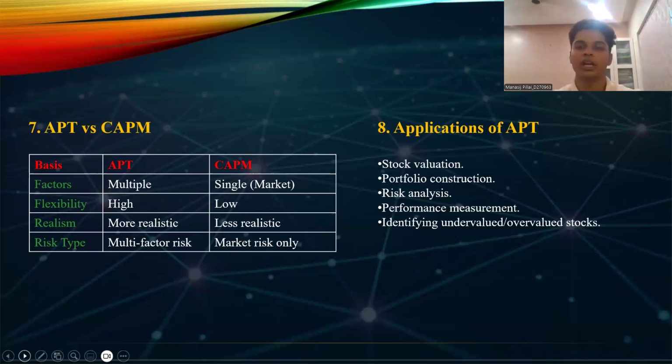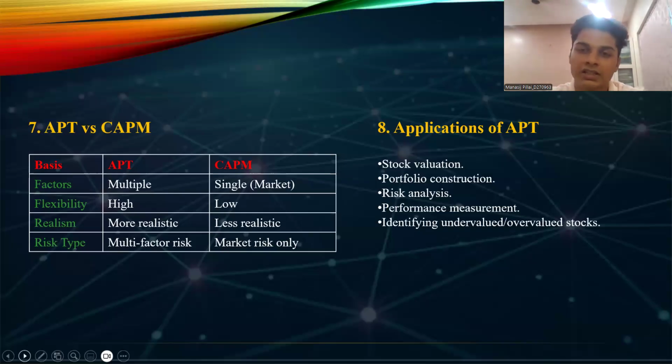And now going to the 8th point, the application of APT. So stock valuation helps estimate fair value by comparing expected and actual return. So we construct a portfolio on these guidelines and use this to our advantage as per our goals.